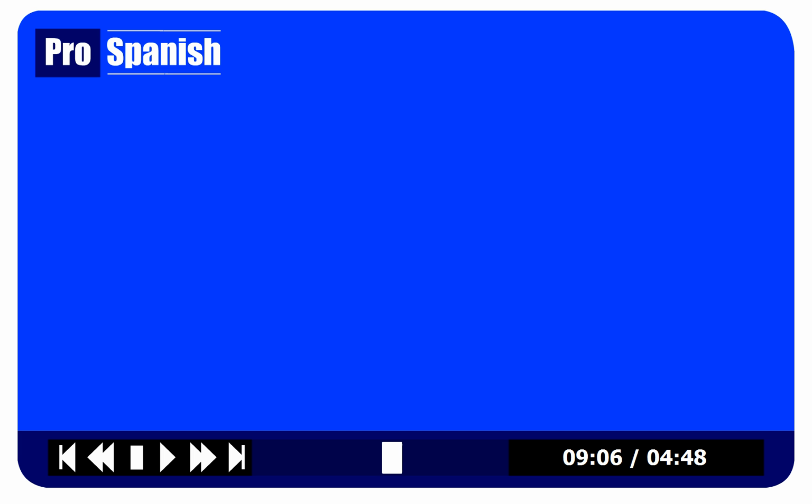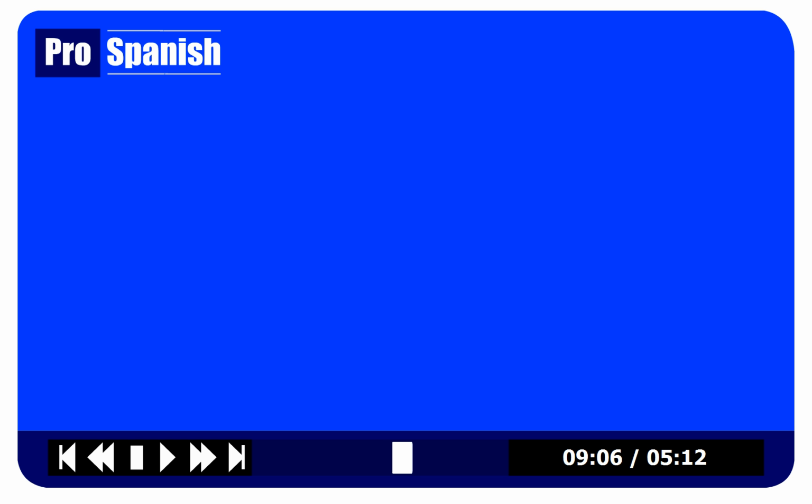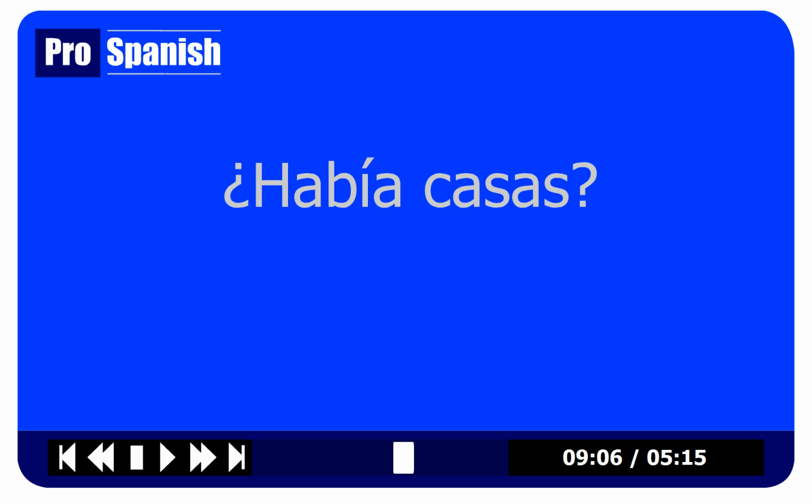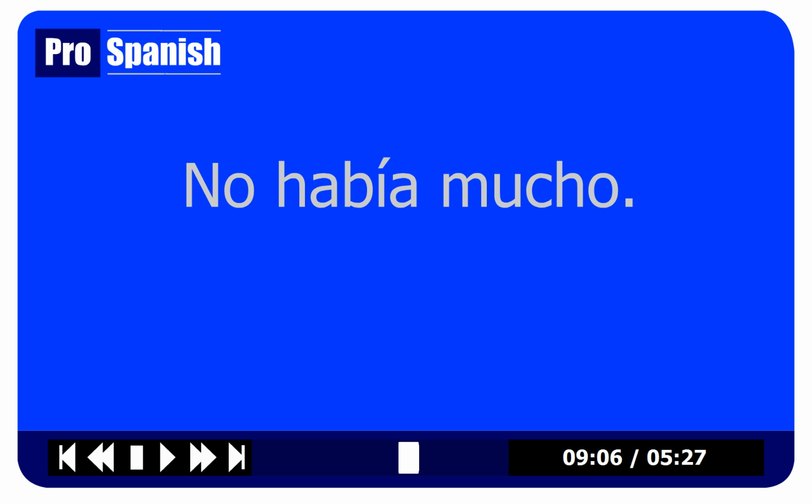How would you say there were lots of books? Or there were many books. Había muchos libros. How about, were there any houses? ¿Había casas? How about, there wasn't much? No había mucho.